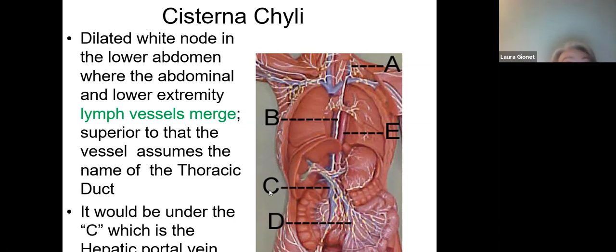It's a dilated white node in the lower abdomen behind the hepatic portal vein here, where these lymph vessels all merge. Superior to that vessel, it assumes the name of the thoracic duct. Some people refer to it as a left lymphatic duct, but most people are still going to refer to it as the thoracic duct because it's a huge, long duct that transports lymph fluid. E is pointing to the thoracic aorta.